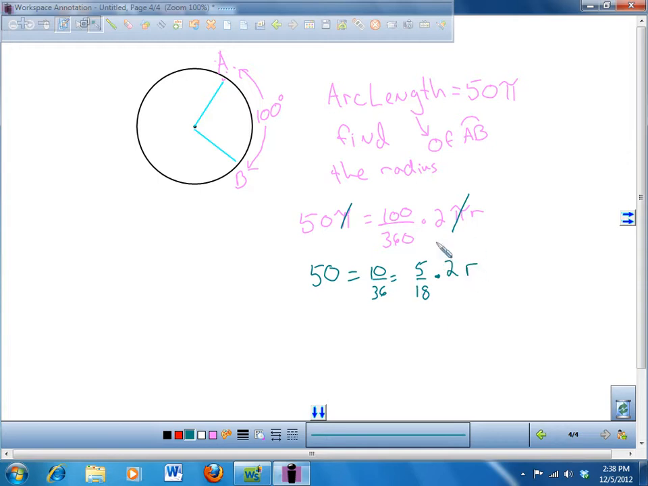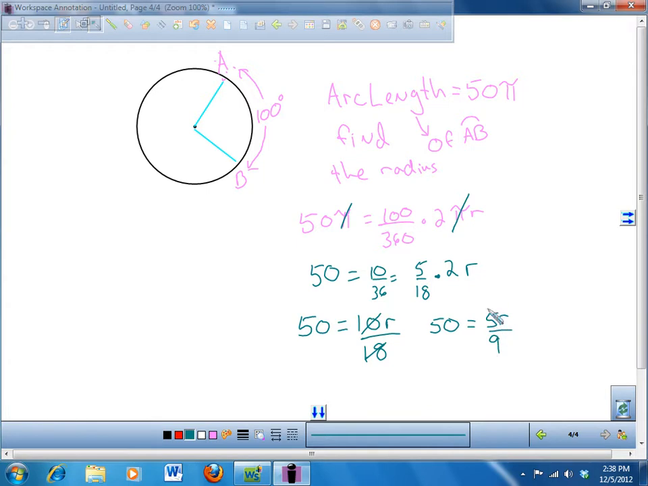Yes? With me there? So we have 50 equals 10r over 18. Do you see where the 10 came from? Yeah, and if you want to, you can reduce this some more. What goes into both 10 and 18? 2. So I get 50 equals 5r over 9. Right? See what I did?